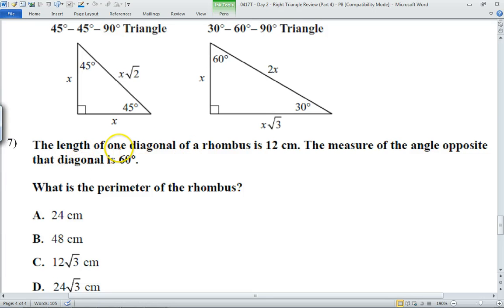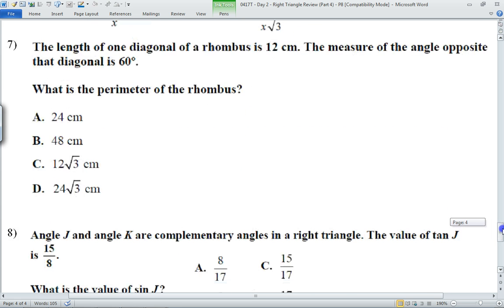Alrighty then. The length of one diagonal of a rhombus is 12 centimeters. The measure of the angle opposite that diagonal is 60 degrees. What is the perimeter of the rhombus? Well, we got some vocabulary. We need to know what a rhombus is, what a diagonal is, what perimeter means. Let's draw a picture. Alright, who did not know I was going to say draw a picture?